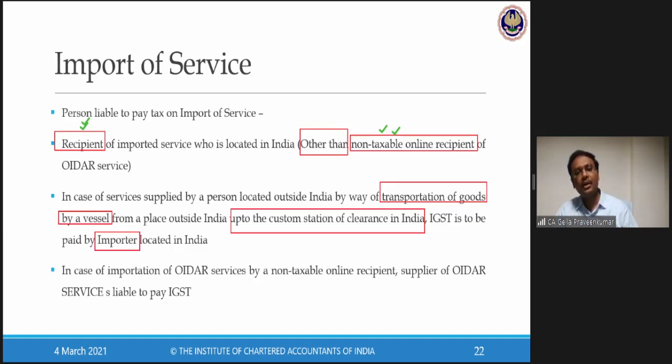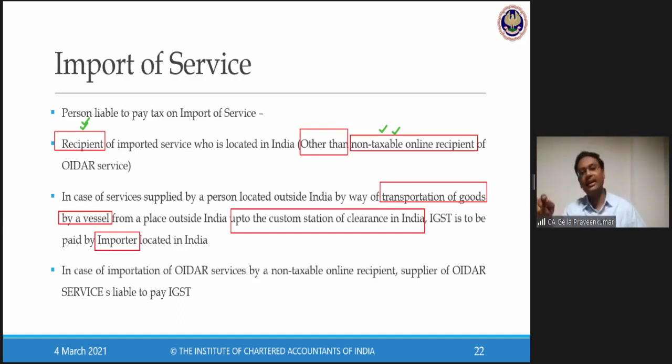In case of importation of OIDAR services by a non-taxable online recipient, whoever is the supplier of that OIDAR service, he is liable to pay IGST. So friends, when we talk about import, in the previous slide we understood when an import is going to take place, for a consideration, not for a consideration. If I say there is a consideration, who is the person liable to pay? If I say there is no consideration, who is the person liable to pay? In case of OIDAR, Online Information Data Access Retrieval Service, the person who is rendering the services to a non-taxable online recipient, in that case the service provider, either he himself directly or through his agent, through his intermediary, should register in India and pay tax.